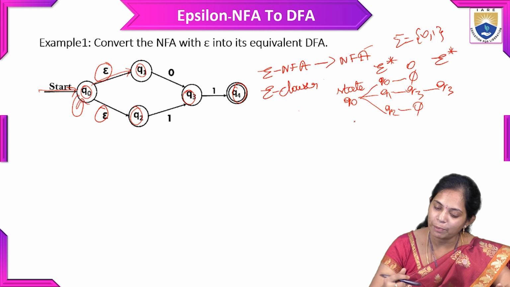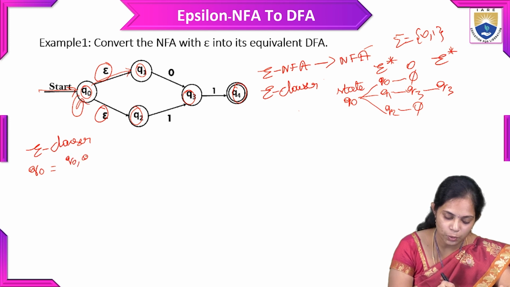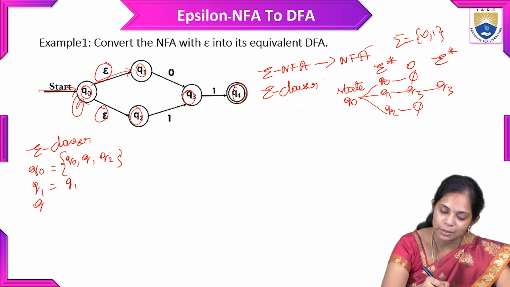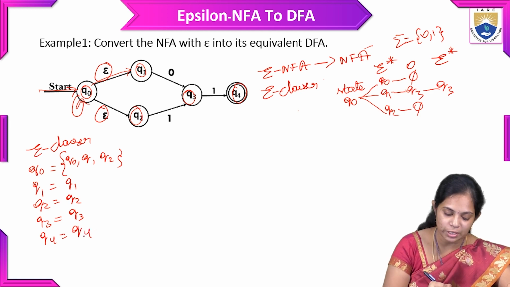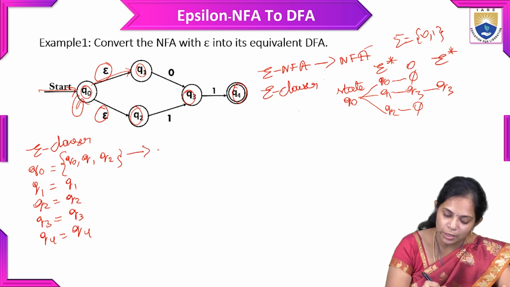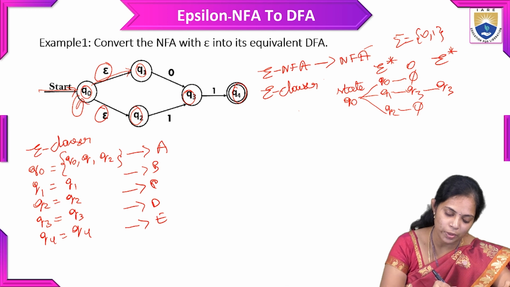So, the first step is the epsilon closure for every state. The epsilon closure of Q0 is Q0, Q1 and Q2. Q1 itself has the epsilon symbol and there is no epsilon transition to another state. For Q2, only Q2 is there. For Q3, Q3 is there. And for Q4, Q4 itself. All the states have themselves in their epsilon closure. So, we can represent these as A, B, C, D and E.